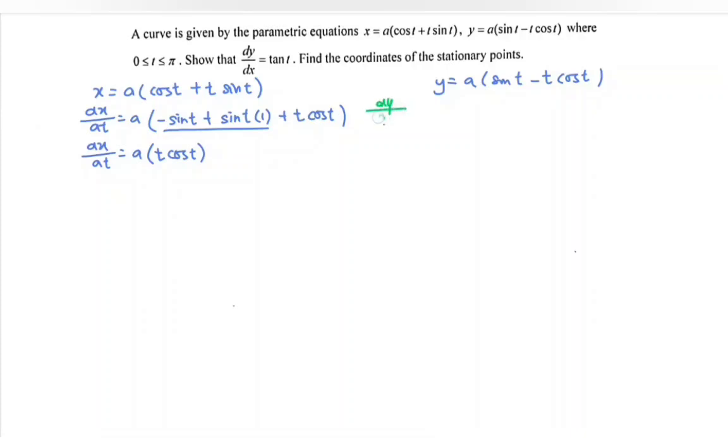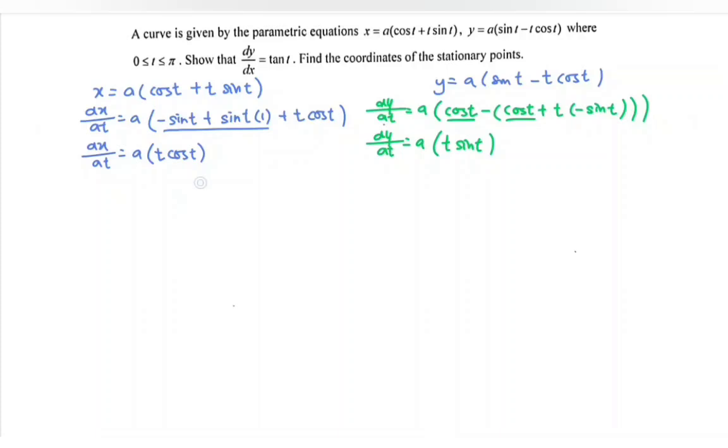Next, focus on the y. We have dy/dt, a bracket, differentiate the sine and we will have cos t multiplied by 1, minus, now we have the product rule: bracket, cos t multiplied by 1 because we differentiate the t, plus t, differentiate the cos and we have negative sine t bracket 1. So rewrite: dy/dt is equal to a bracket. Notice that cos t minus cos t gives 0. Continue, we have t sine t.